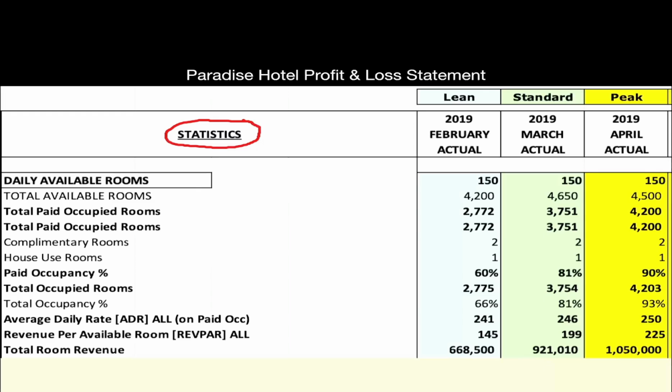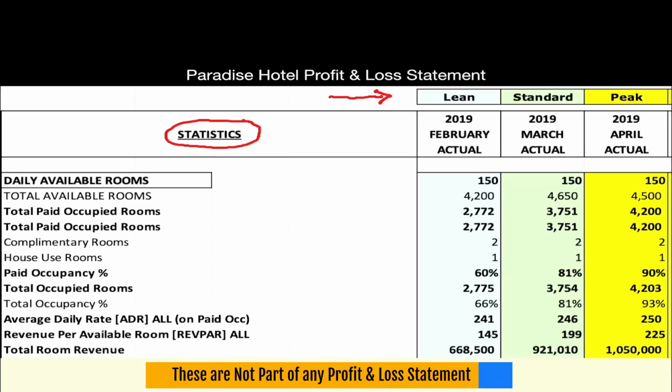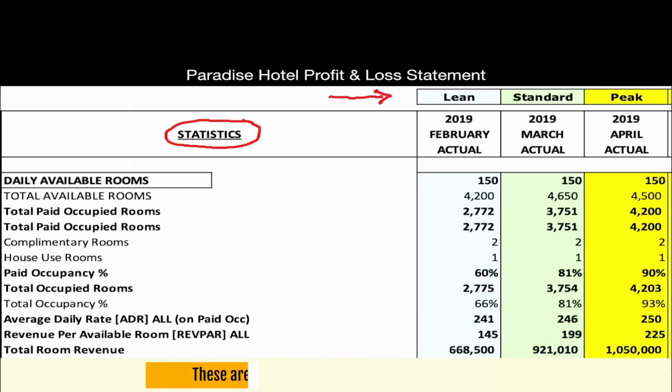Pay attention to this set of 3 columns right at the top. Note that they read lean, standard, and peak. The hotel industry is a seasonal industry. So you have lean months, standard months, and peak months. So what do they mean? Well, a lean month, as you can see, is having a total occupancy of 66%. This is for the month of February here.